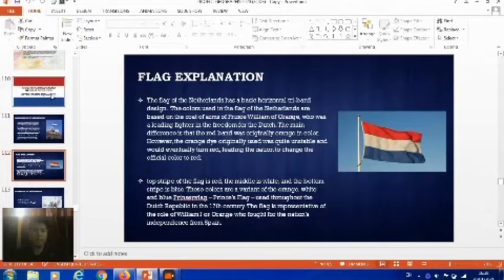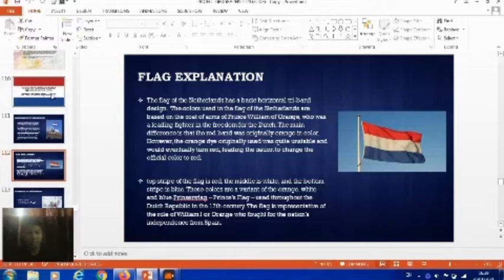Next, flag explanation. The flag of the Netherlands has a basic horizontal tricolor design. The colors used in the flag are based on the coat of arms of Prince William of Orange, who was a leading figure in the fight for the freedom of the Dutch. The red band was originally orange in color, however, the orange dye originally used was unstable and would eventually turn red, leading the nation to change the official color to red.